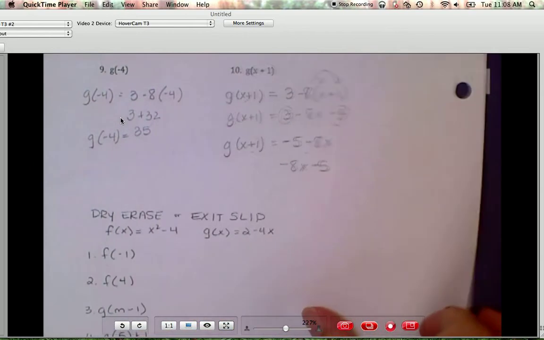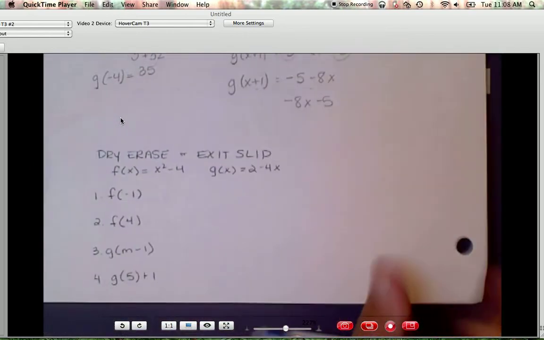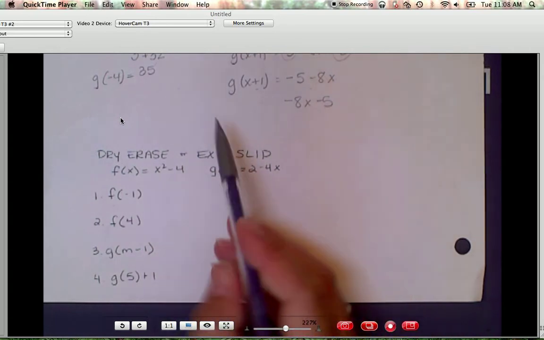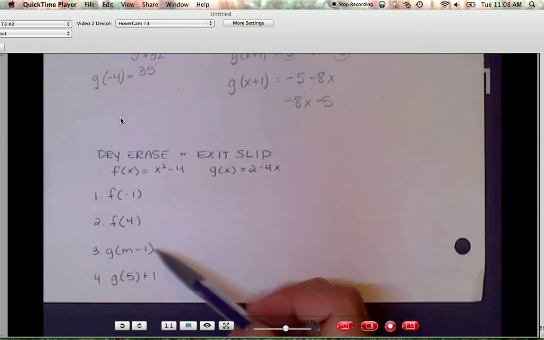So it's just a matter of plugging in the values for whatever you need. What I want you to do is try these problems and bring them to class with you tomorrow. I know it says dry erase, but I want you to bring them to class with you tomorrow, and we'll go over these problems at the beginning of class tomorrow.